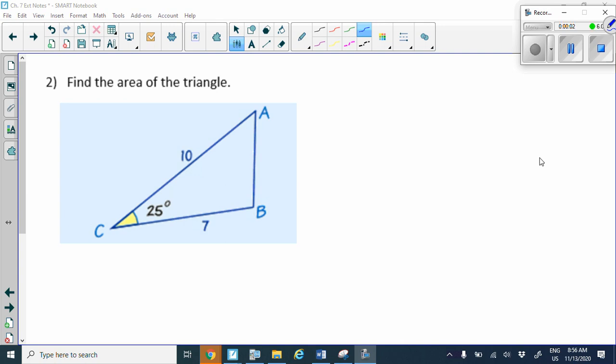Hey guys, so here's part 2 of the Chapter 7 extension notes. We are going to find the area of a triangle using trig.